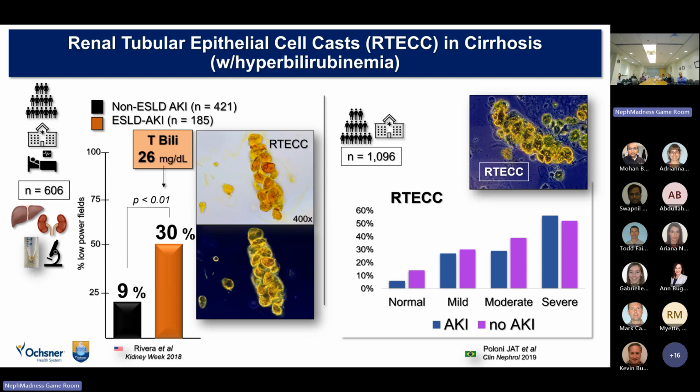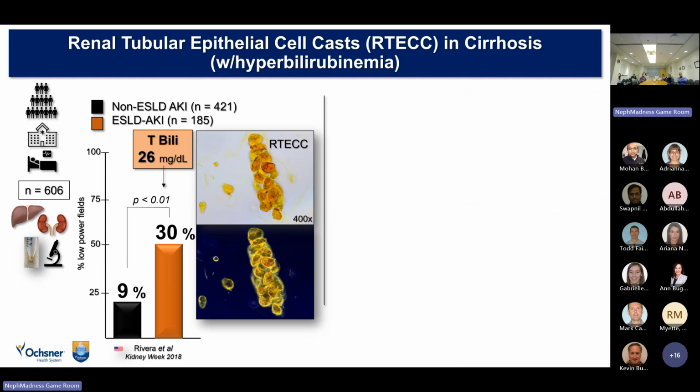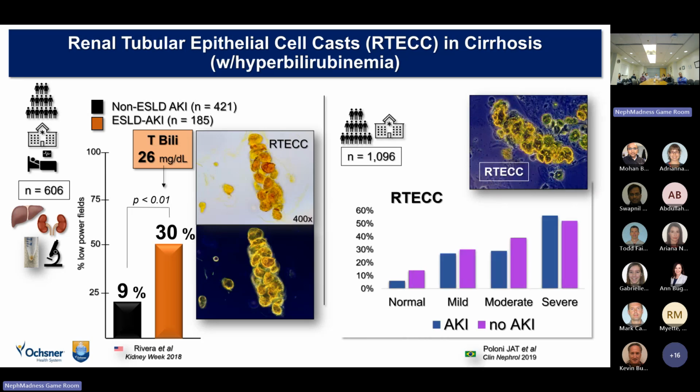And what is important is that while this study may suggest that because you have renal tubular epithelial cell casts, this evidence of ATN may explain a lot of the AKIs in cirrhosis, we have to look at this study by Jose Antonio Poloni in Brazil, and he's a laboratory pathologist. 1,096 patients went into his analysis, and he also looked at the relationship between serum bilirubin and the abundance of the muddy brown granular cast going from normal to severe.